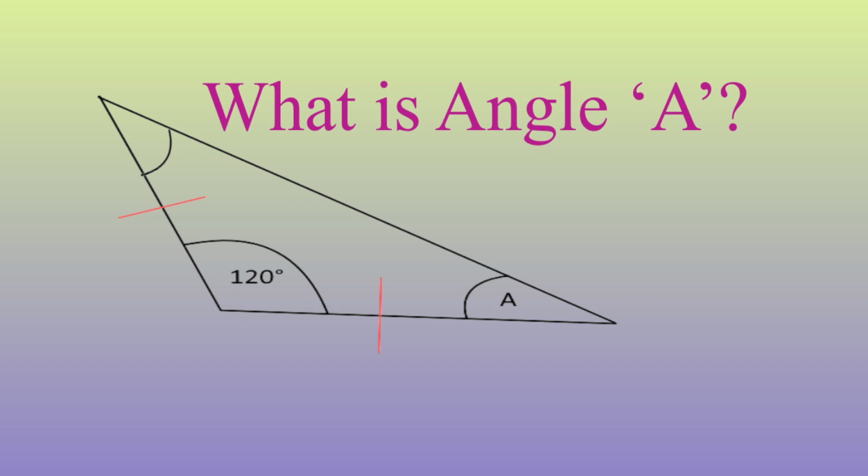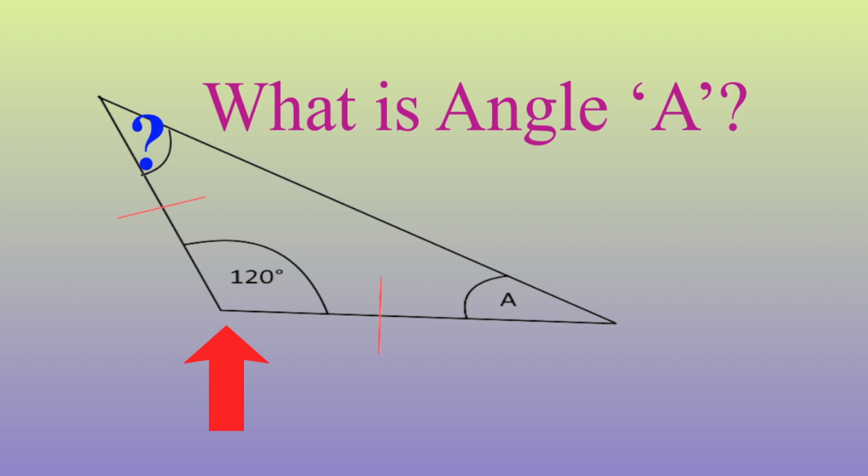Notice the position of our 120-degree angle. This is an isosceles triangle indicated by the two red slashes going through two of the sides of the triangle. Our 120-degree angle is positioned in between those two red slashes, which indicates it is the odd angle out. What that means is that the other two angles, A and our unidentified angle, are the same value.